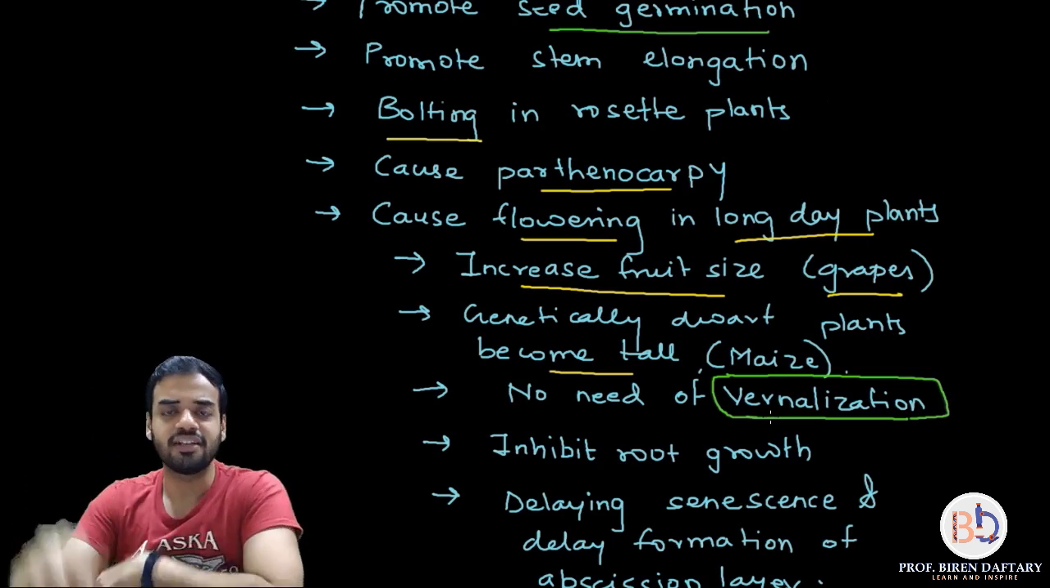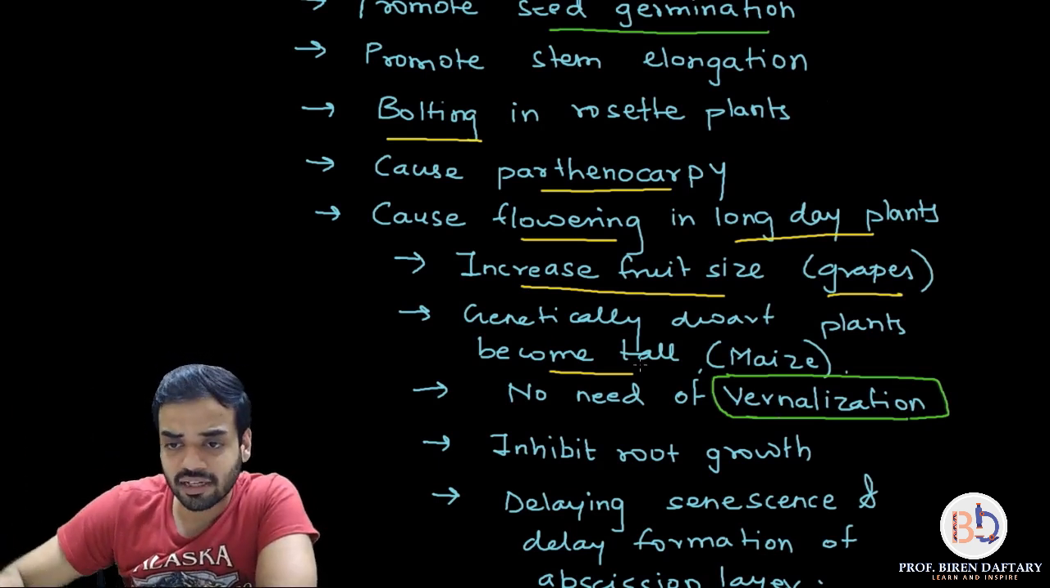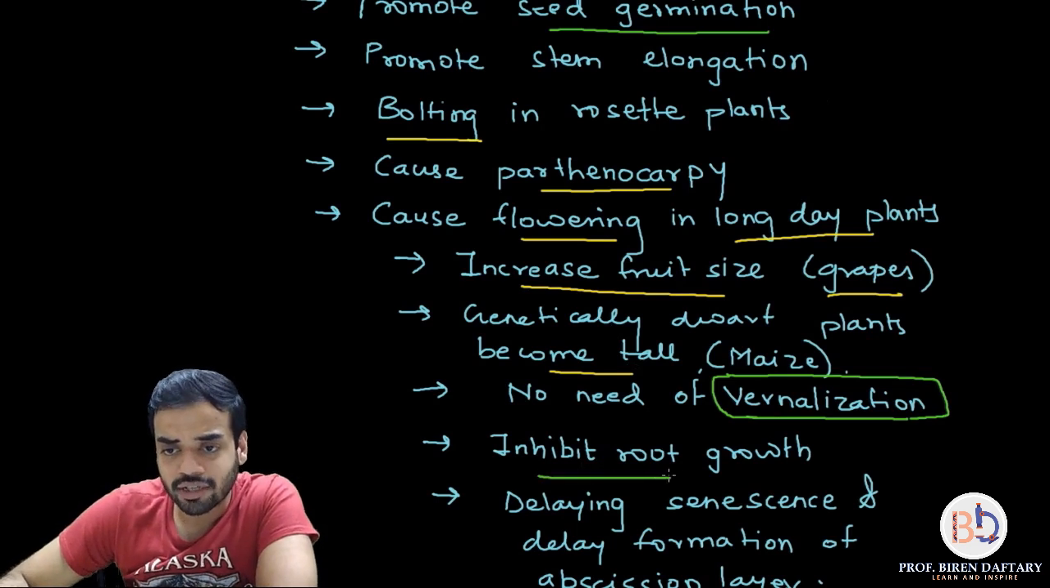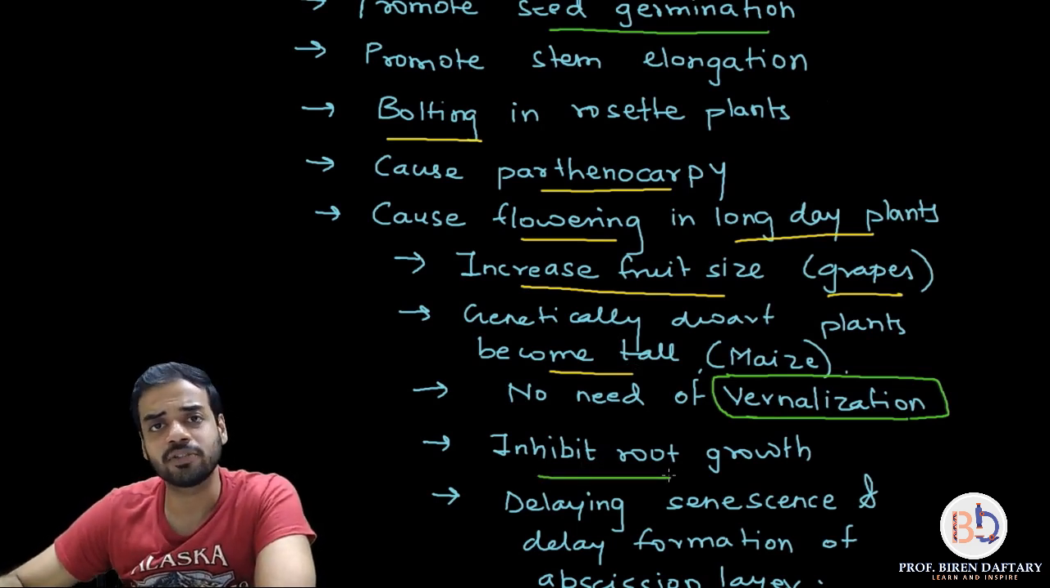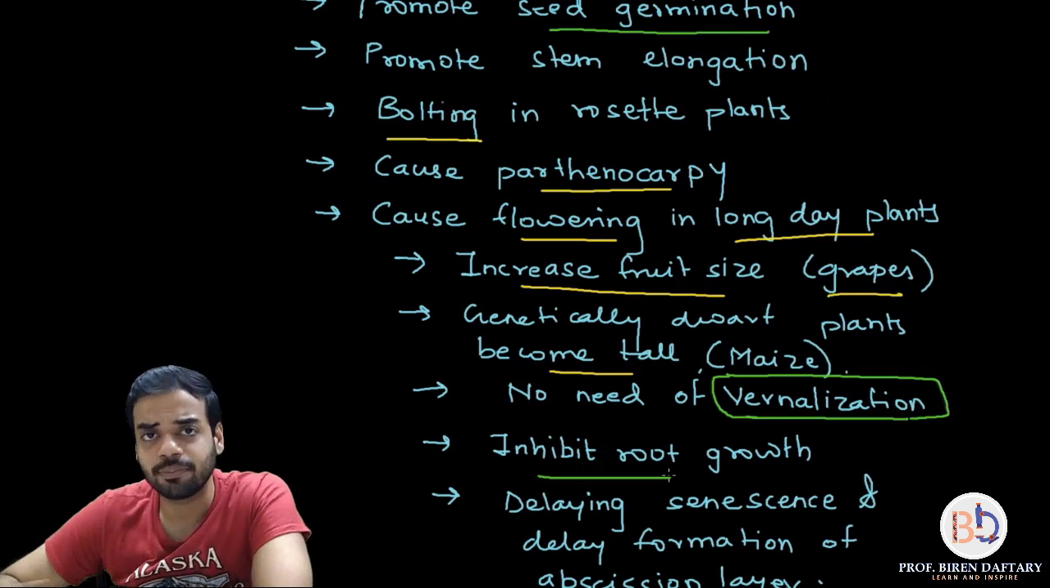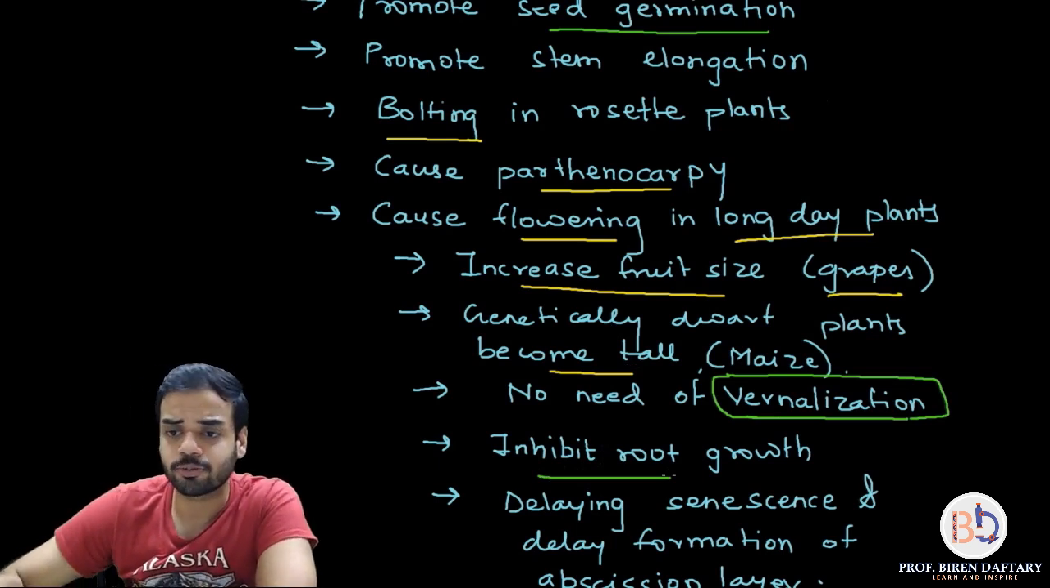Is this clear? Next is usage of gibberellins inhibits root growth. I told you it only helps in growth of stem. It doesn't help in growth of root, so it inhibits or stops root growth.